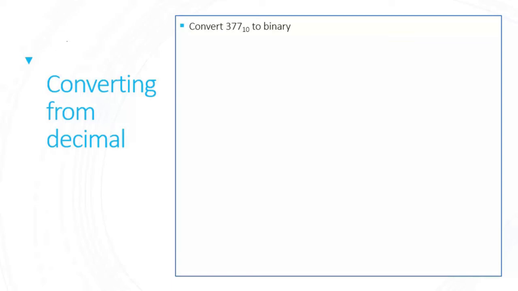The question we need to ask when we convert 377 from decimal to binary is, how many groups of 2 can we remove from 377? Why groups of 2? Because binary is base 2. How do we answer that question? We ask it using mathematical notation.